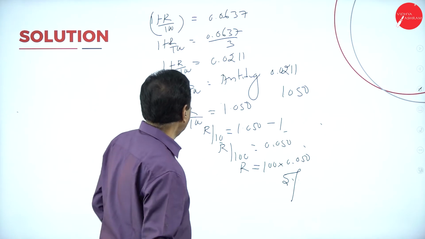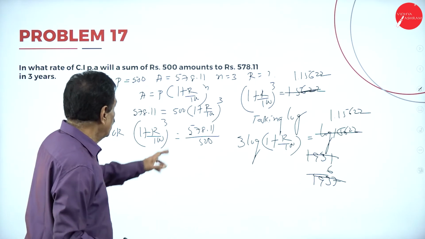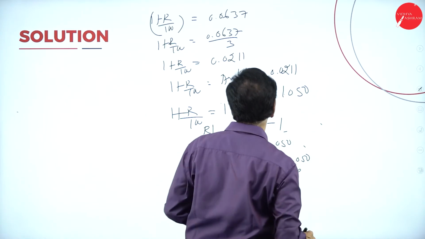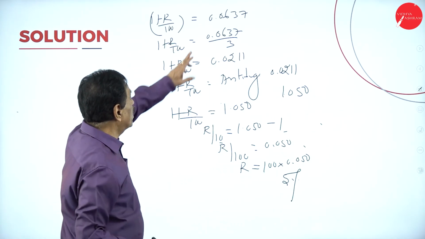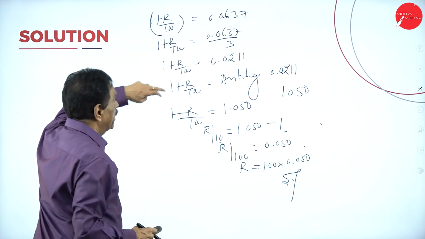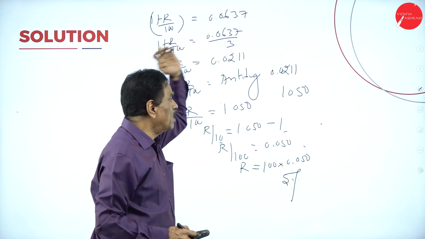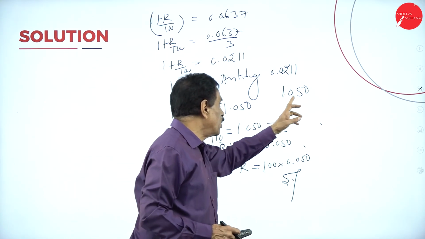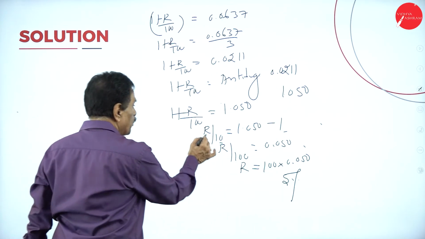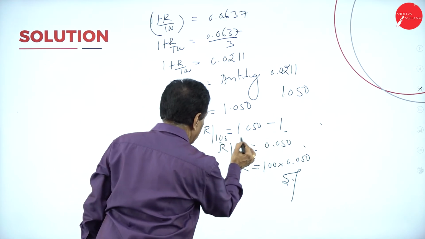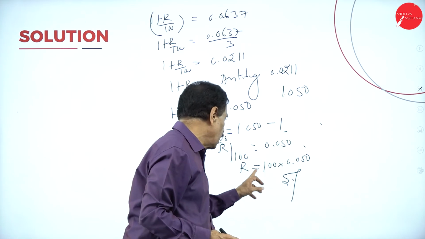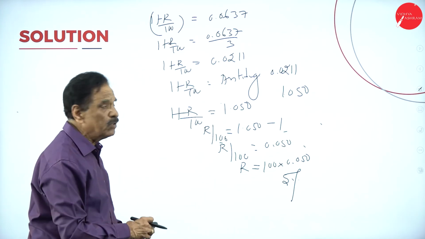I will explain once again how we did it. 578 divided by 500 is 1.15622. Log of this is 0.0637, divided by 3 gives 0.0211. Anti-log of 0.0211 is 1.050. So 1 plus r over 100 is 1.050, r over 100 is 0.050, and R is equal to 100 into 0.050, which is 5%.